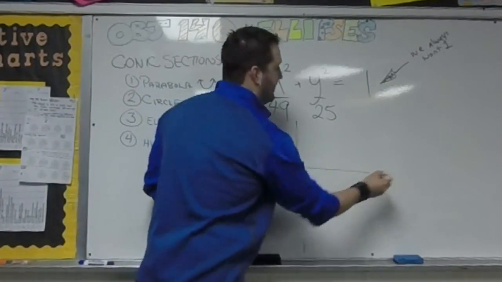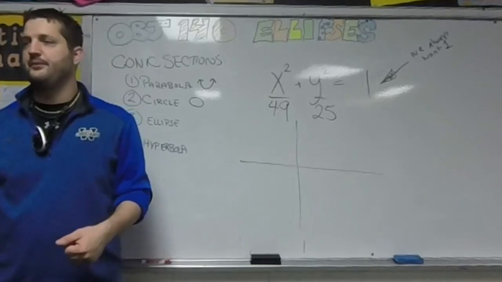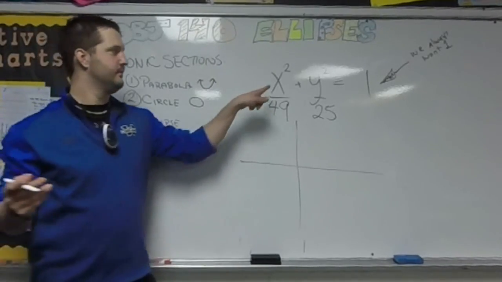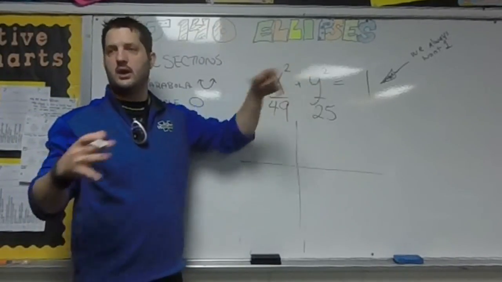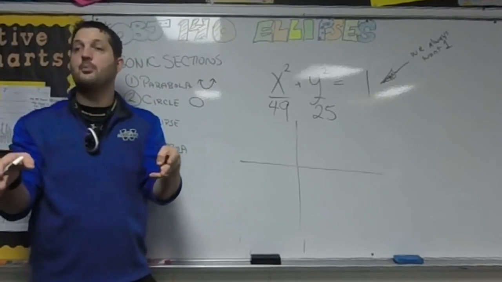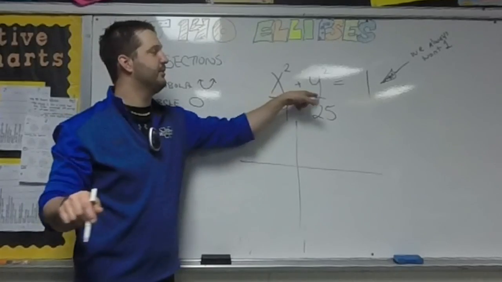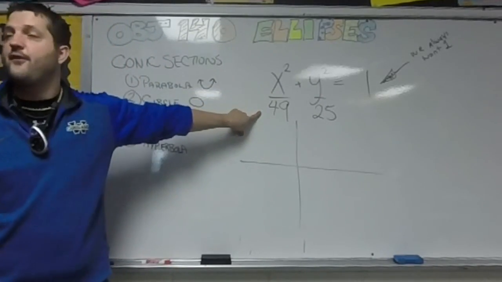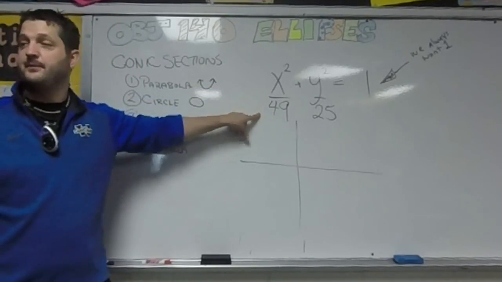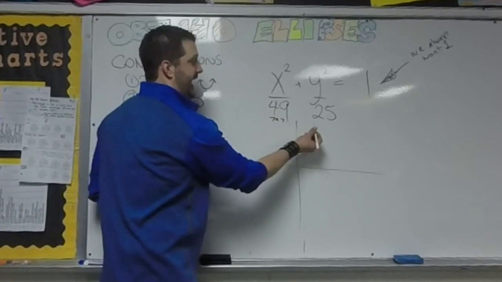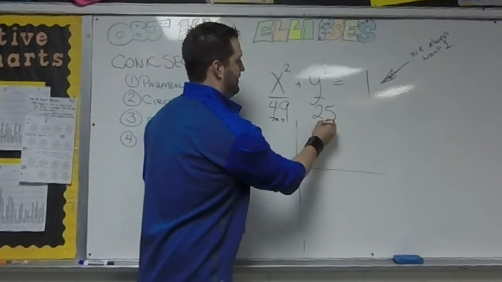Is this ellipse centered? Yes. How do we know? Because it doesn't have any coefficients. It doesn't have any parentheses up on top. We're going to move this around, but if there's no parentheses, it's centered. The 49 means what dimension? 7 by 7. And 25 is? 5 by 5.